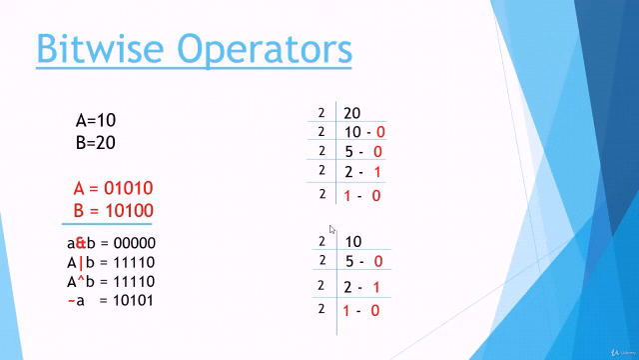2 twos are 4, remainder is 1. Put the 1 on the right side. 2 ones are 2, remainder is 0. So we put the 0 on the right side. In this way, 10. And you can see the binary code of A and B in the red lines.